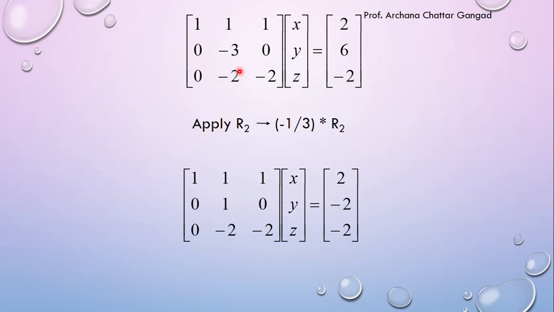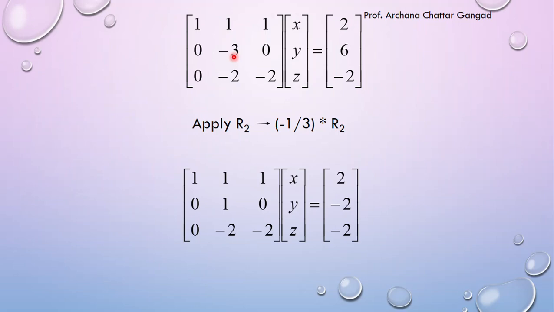We have to make it 0 with respect to this second diagonal element. That second diagonal element is minus 3. So this number is minus 3. First reduce that number to 1. How it will be 1? By multiplying minus 1 by 3.